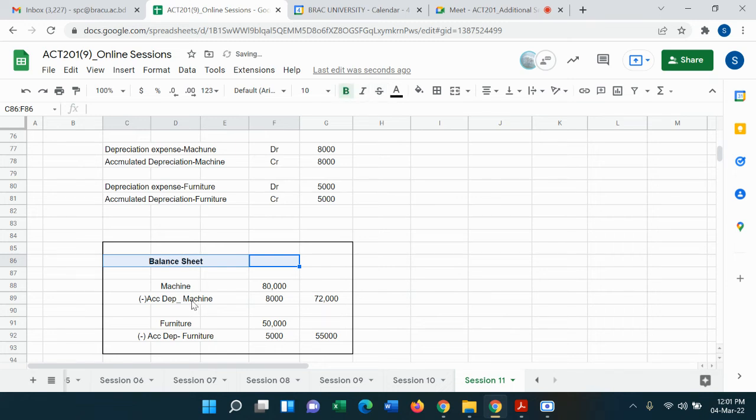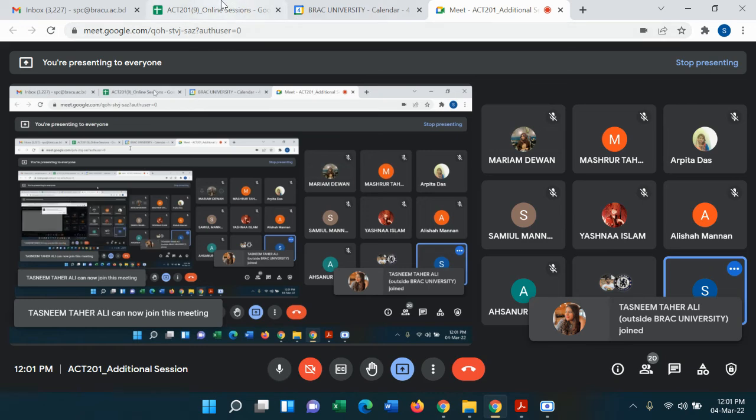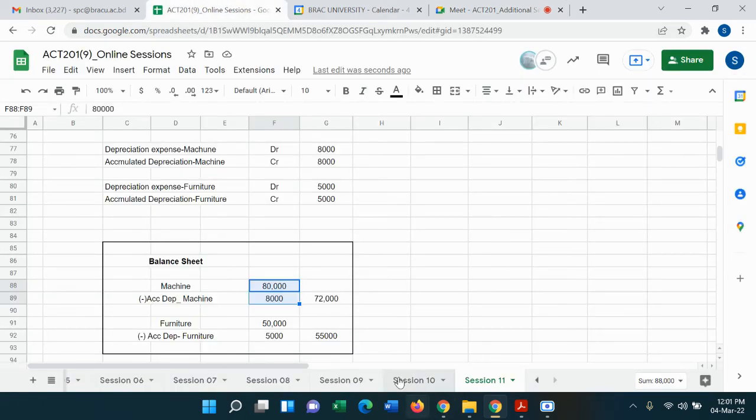In the balance sheet's asset side we will show the assets minus accumulated depreciation. The cost price of the asset, then accumulated depreciation. Cost price of the furniture minus accumulated depreciation. So cost minus accumulated depreciation. What does it call? Book value. In the balance sheet, we always record the asset with their book value.